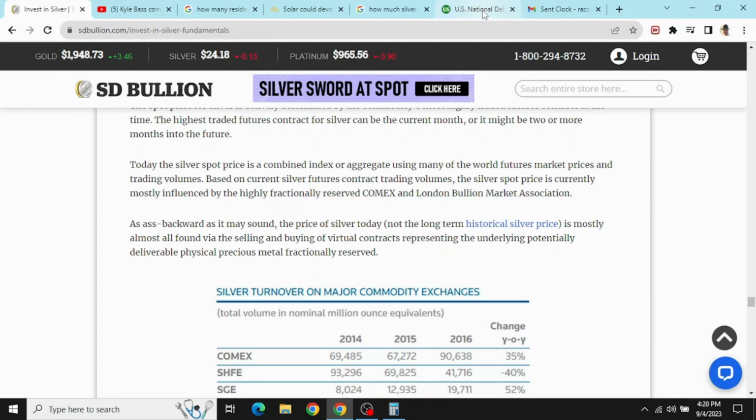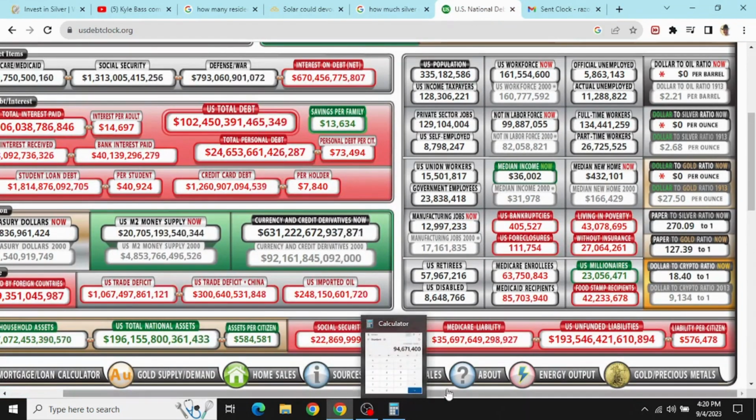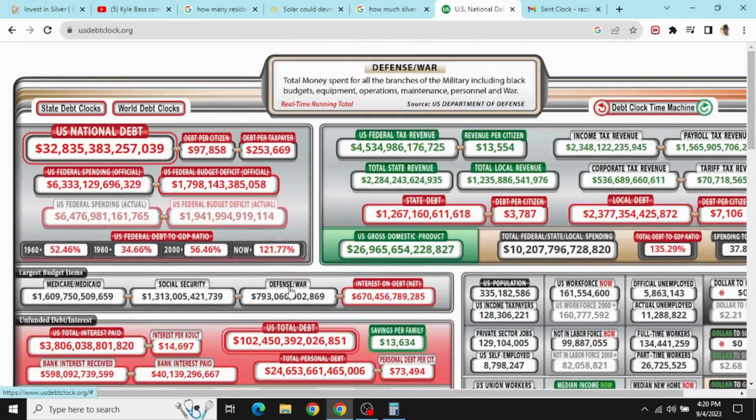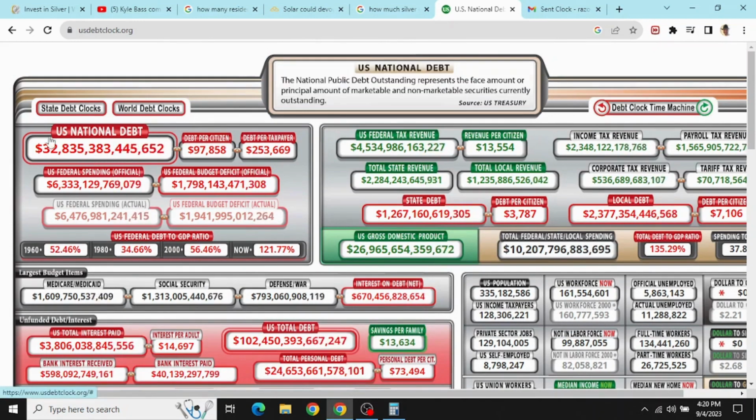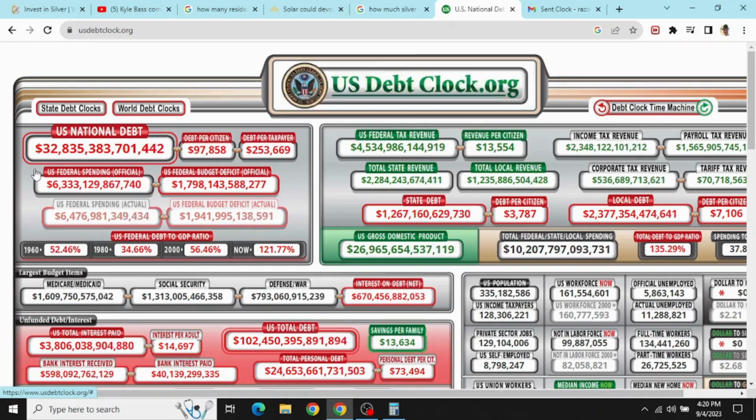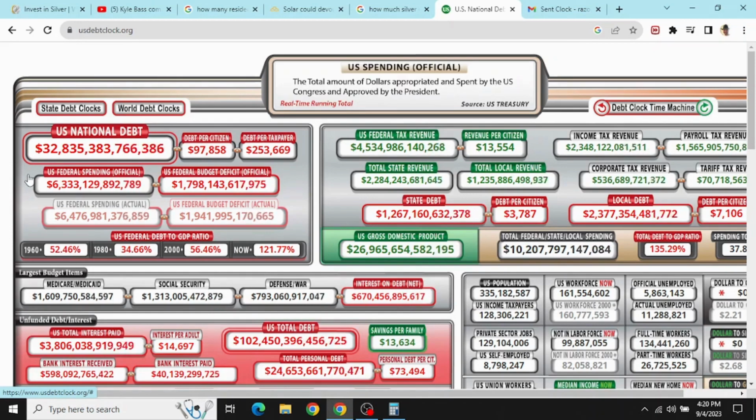And I went over to this great source here, since this is what this whole series is about, and this is the U.S. debt clock. Look at that right there, in the top left corner, U.S. national debt. That is one astronomical number, so let's just look at it. I do believe that's $32.8 trillion of national debt.